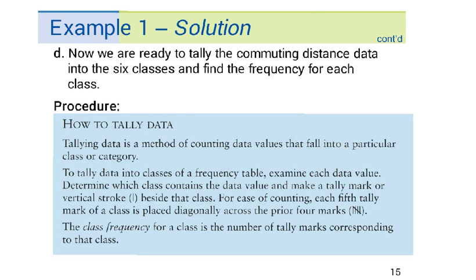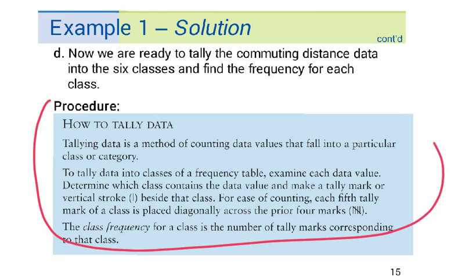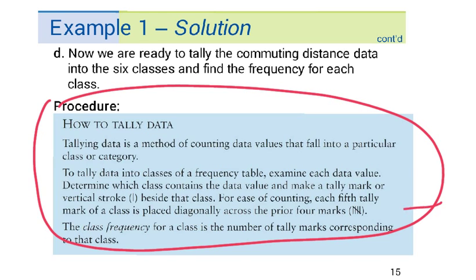Once we know our classes and the data ranges for each class, now we can go ahead and tally up our data. If you're not sure about how to tally, please go ahead and read the section at the bottom here, and you can take notes on it as needed. But otherwise, most of us are probably pretty familiar with the method of tallying where we tally in groups of 5, 1, 2, 3, 4, 5, and so on.